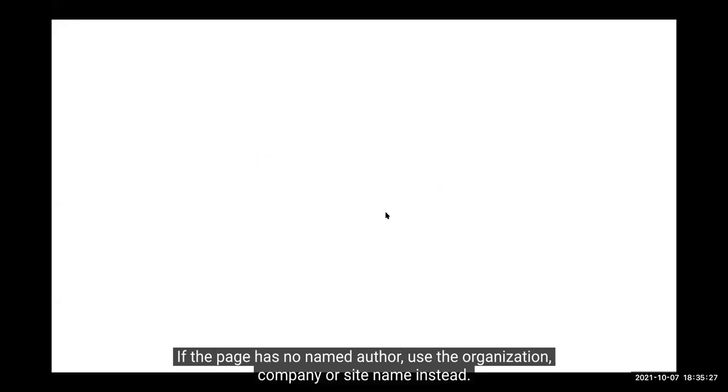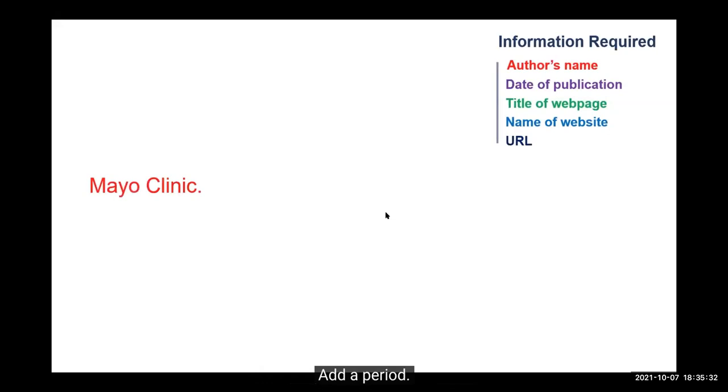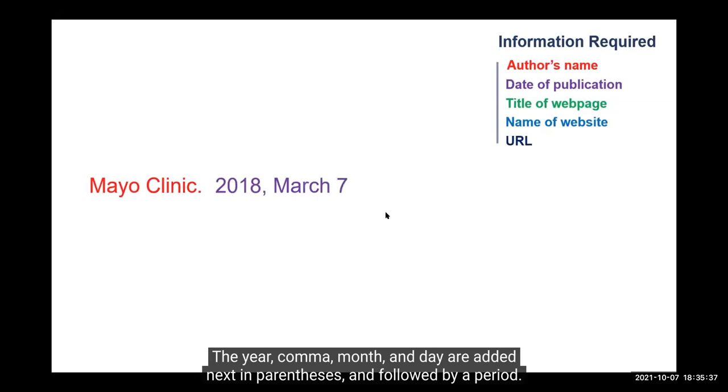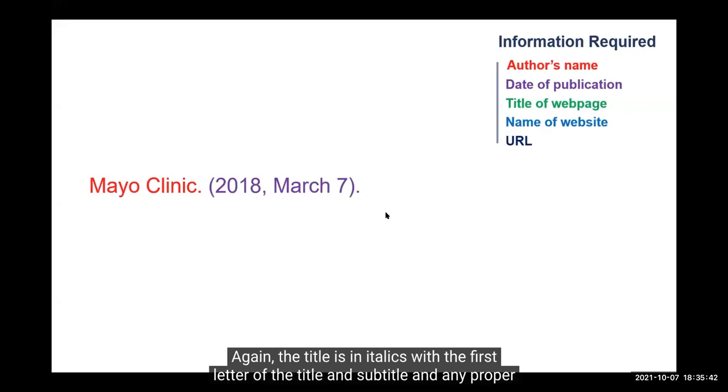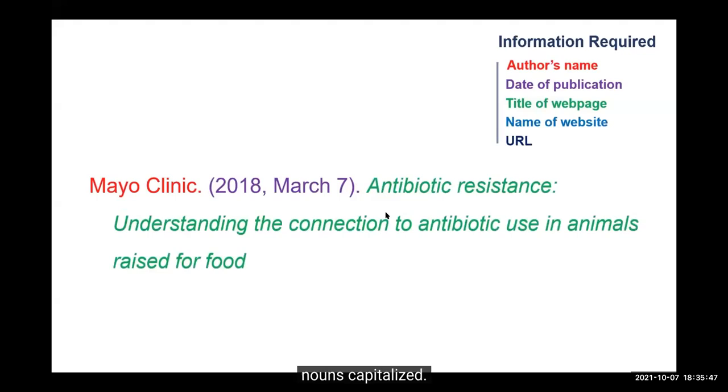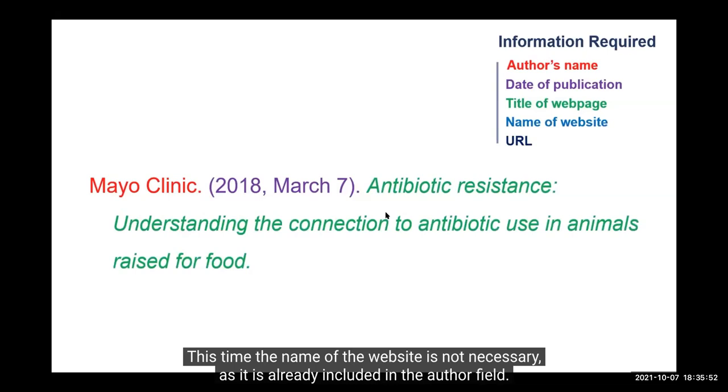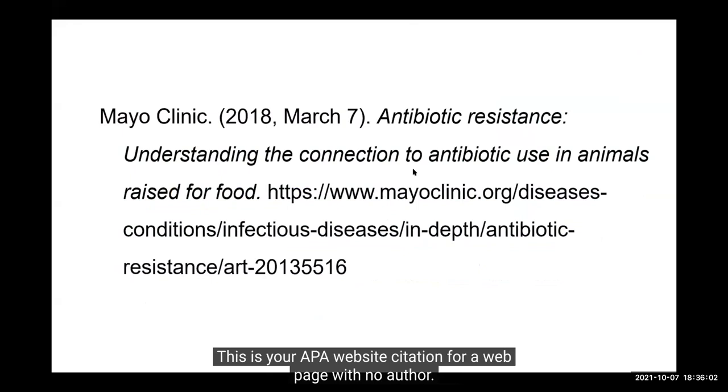If the page has no named author, use the organization, company, or site name instead. Add a period. The year, comma, month, and day are added next, in parentheses, and followed by a period. Again, the title is in italics with the first letter of the title and subtitle, and any proper nouns capitalized. End with a period. This time, the name of the website is not necessary, as it is already included in the author field. Include the web page URL. This is your APA website citation for a web page with no author.